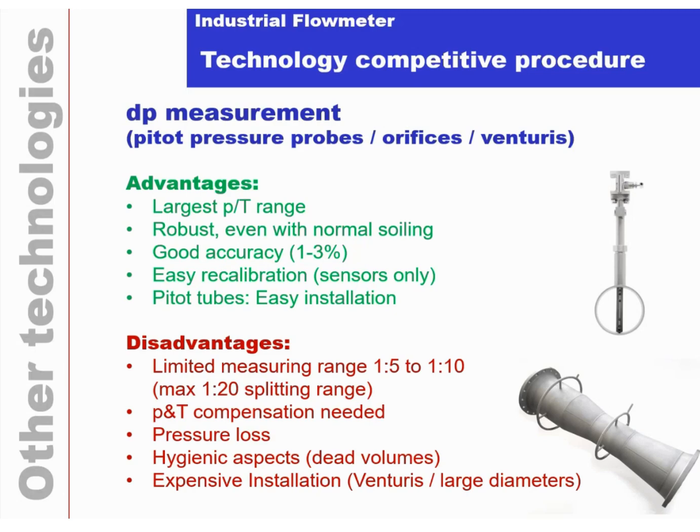Disadvantage, you don't have the high flow range of an ultrasonic flow meter. So typically for DP meters 1 to 5, maximum 1 to 10 is the standard. With the delta flow, if it's perfectly designed and you use 2 differential pressure transducers, you can go up to 1 to 20. You need a pressure and temperature compensation. So you have a certain pressure loss. For a pitot tube, it's very low. For an orifice, it might be very high, and the pressure loss might also be expensive. From the hygienic aspect, measuring beverages is not possible because you have dead volumes here. And the installation for venturis is pretty expensive because you have big dimensions and you need to cut the pipe.